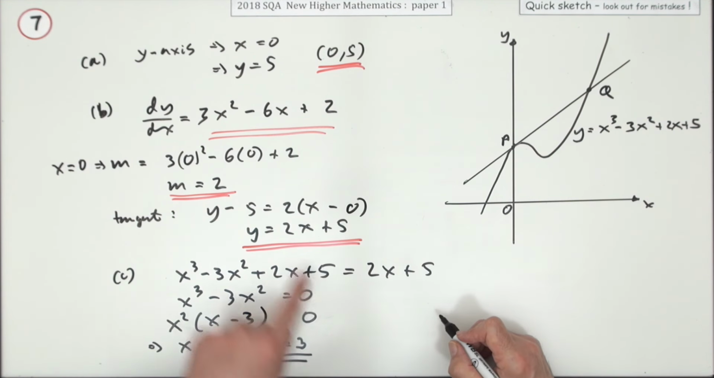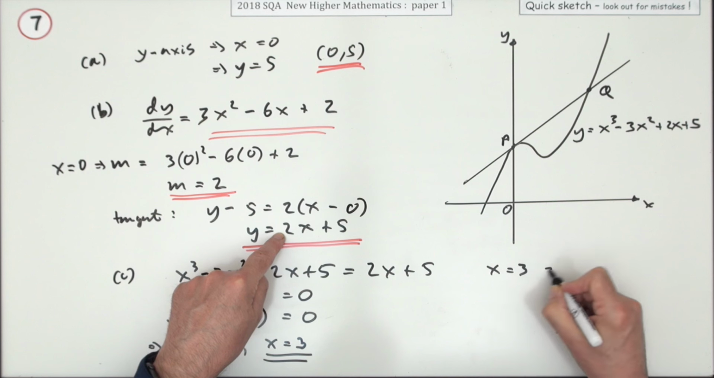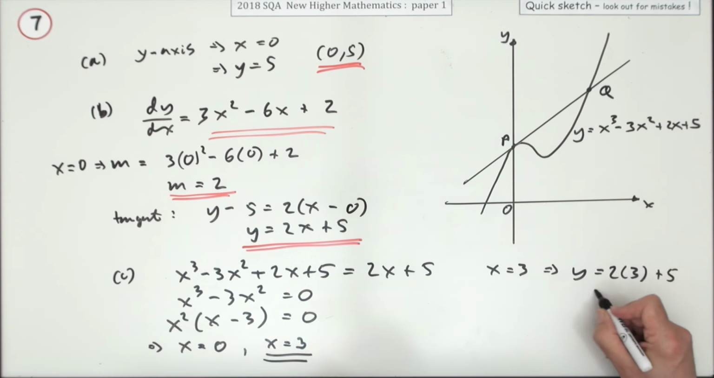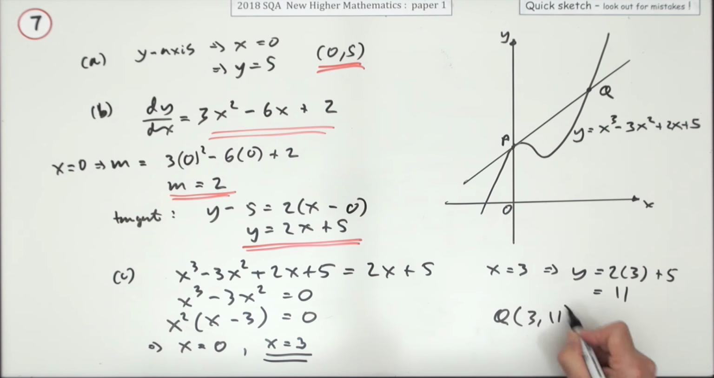Now find the y coordinate, just use the simple equation for this. So if x equals 3, that means y would be 2 times 3 plus 5. 6 and 5 is 11. So Q is the point 3, 11.